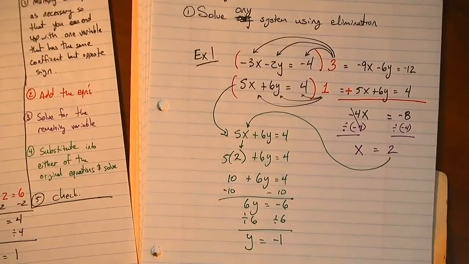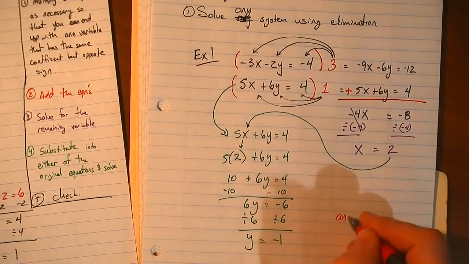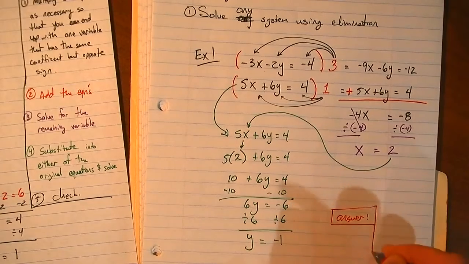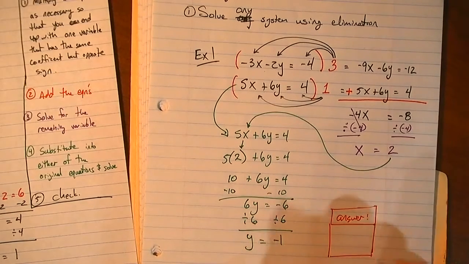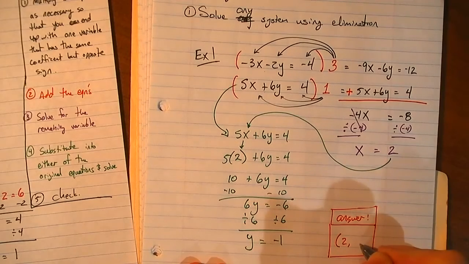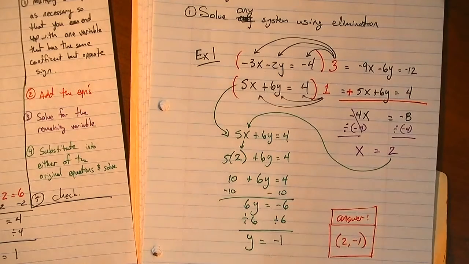All right, so I now have my solution, my answer. I know the point. Remember, what we just found is the spot where the two lines are intersecting. I know where that is now. It's the point x is 2, y is negative 1, the point 2, negative 1. Okay, so that's the basic flow to these types of problems.